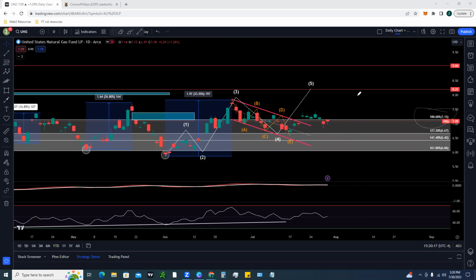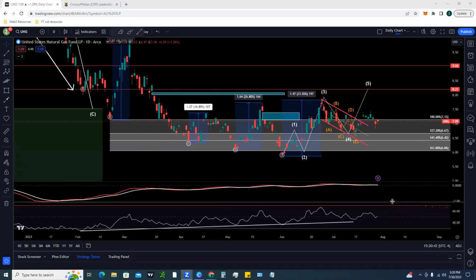$7.15 is that key level we went over in the last video. You can see it was strong support here. Now it's strong resistance, and buyers and sellers are trying to decide who wants to take control right now around this $7.15 price level. Once we get some clear direction, we should hit the next move up, which should put us at 8.21, or the next moves down, where support is going to be at 6.67, 6.42, and 6.06.